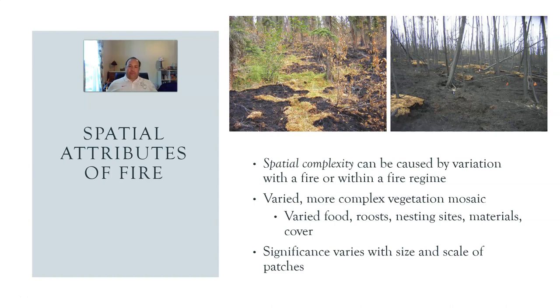It depends on the size of the animal, right? If you're a fly or a little mouse, maybe this picture on the left here isn't a big deal for you. Maybe you still have plenty of cover. But if you're, say, a moose, you're going to have to move on if you're trying to find some grass and cover. So the significance of the fire will vary not only with the size of the fire, but also with the size of the animal and what it needs in terms of its home range and food supply. So it's a very complicated idea, how the spatial complexity of a fire or a fire regime can affect its interactions with animals.